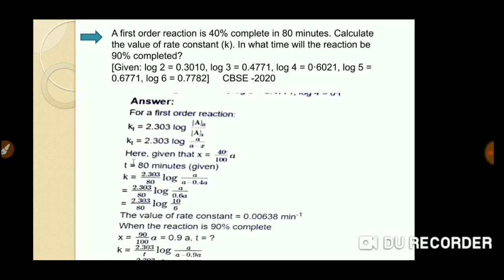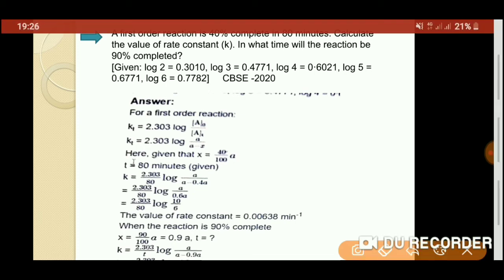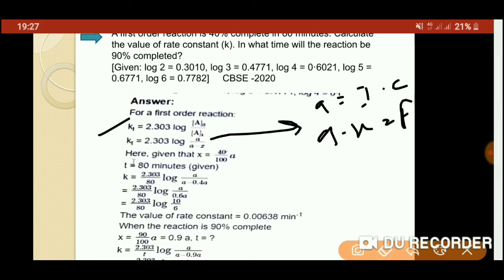The completion percentage is equal to 40%. You know guys, the total percentage of the reaction is 100, so 40% complete means 40 upon 100 of the initial concentration. So we know the formula: k t equal to 2.303 log initial concentration upon final concentration, and you can convert this equation into k t equal to 2.303 log a upon a minus x. Here a is the initial concentration and a minus x is the final concentration.